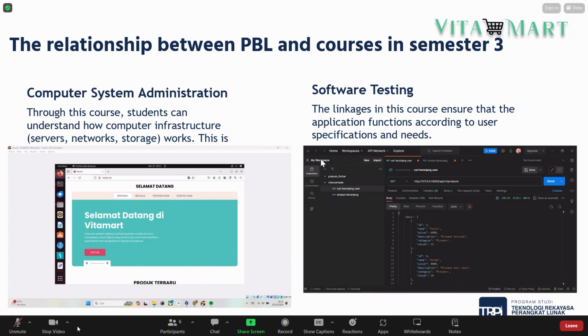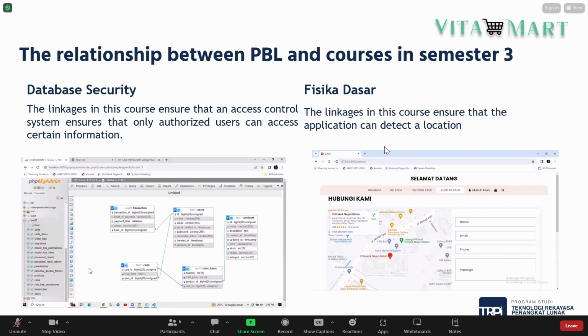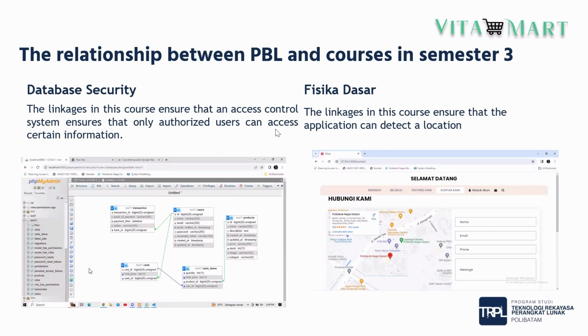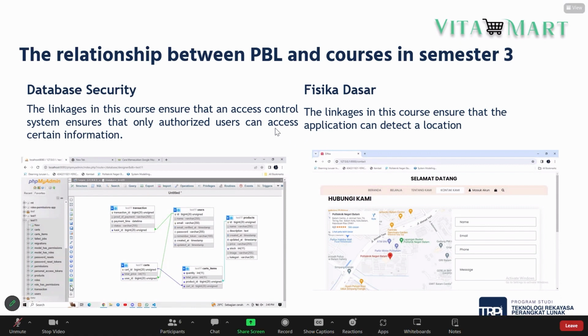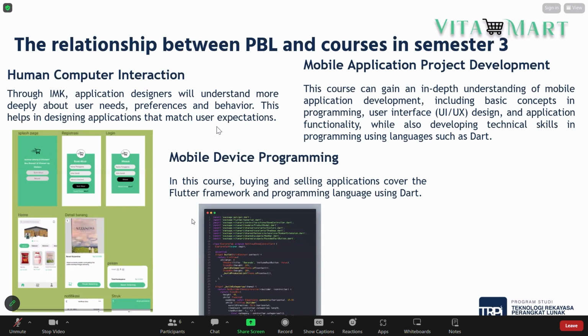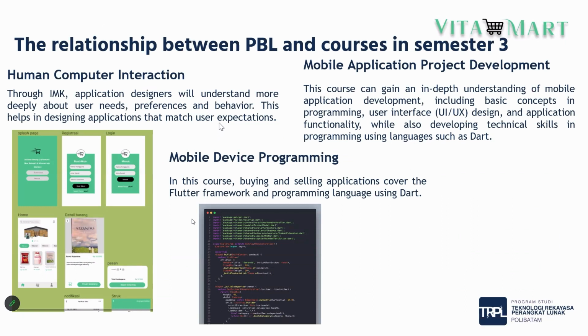Software testing. The linkage in this course ensures that the application functions according to user specifications and needs. Next is database security. The linkage between courses ensures that the access control system allows only authorized users to access certain information. Basic physics: the linkage is that the application can detect location. Human-computer interaction. Through human-computer interaction, designers will understand more deeply about user needs, preferences, and behavior. This will help design an application that is more usable for users.